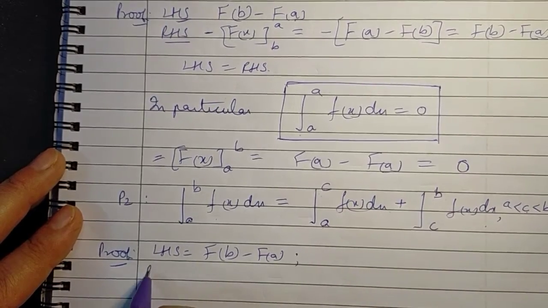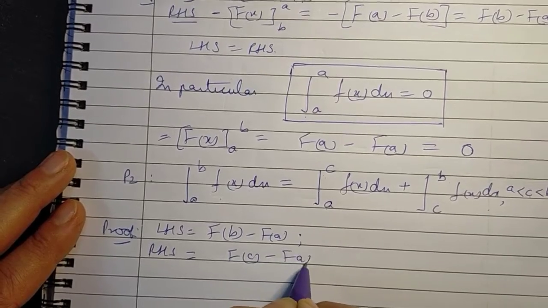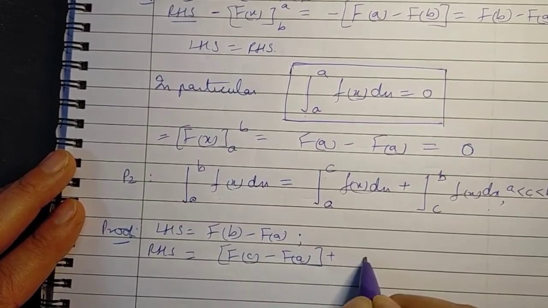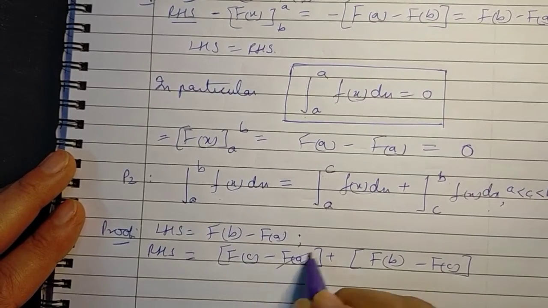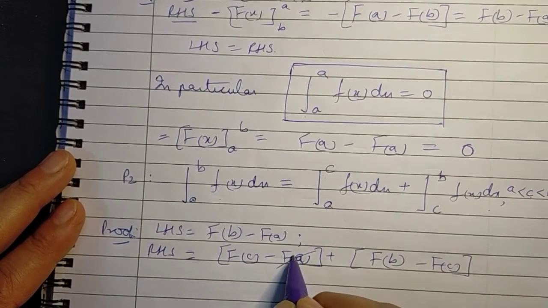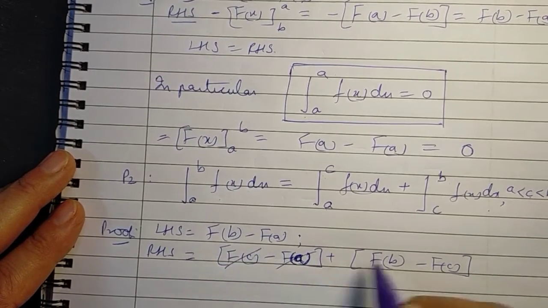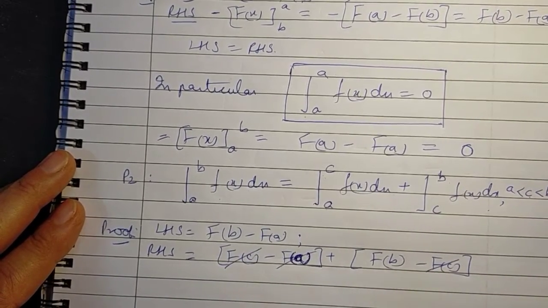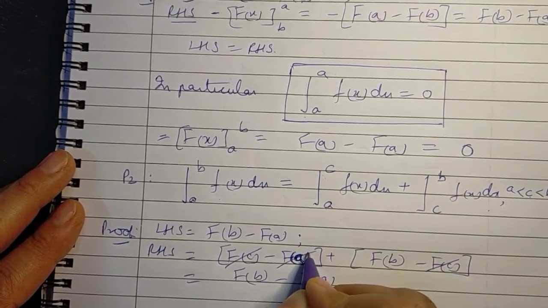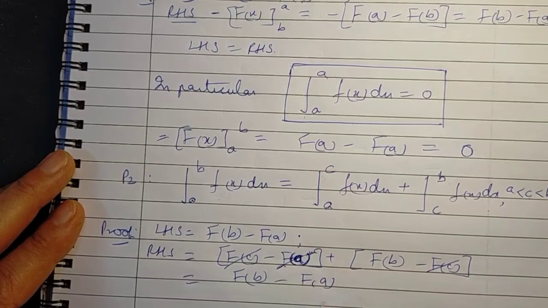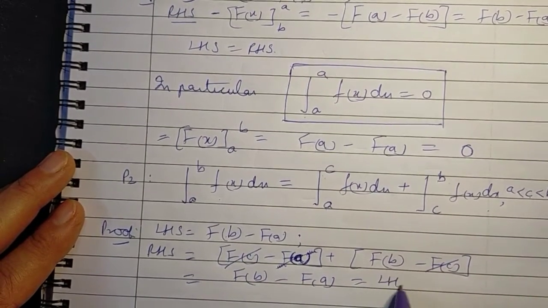Now let's take up the right hand side. Right hand side would be f(c) minus f(a) plus f(b) minus f(c), and when you solve it, f(a) remains the same, you get f(c) and minus f(c) gets cancelled, and you are left with f(b) minus f(a), which is the same as the left hand side, which is equal to left hand side.